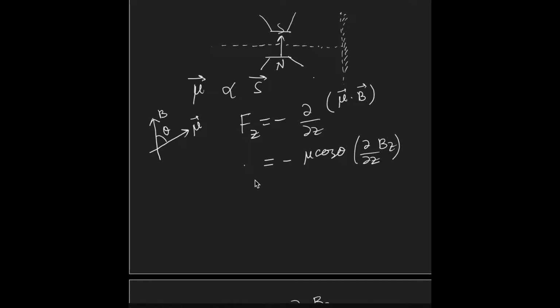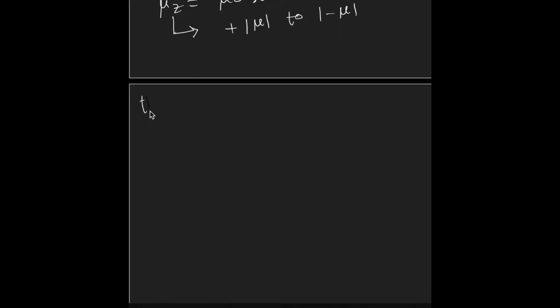Since the atoms in the oven are randomly oriented, there is no preferred direction for the orientation of mu. If the electrons are like classical spinning objects, we would expect all values of mu z, where mu z equals mu cos theta. That means mu z can take values from plus mu to minus mu. That means a continuous beam of Ag atoms should hit the screen, and the screen will look like this.